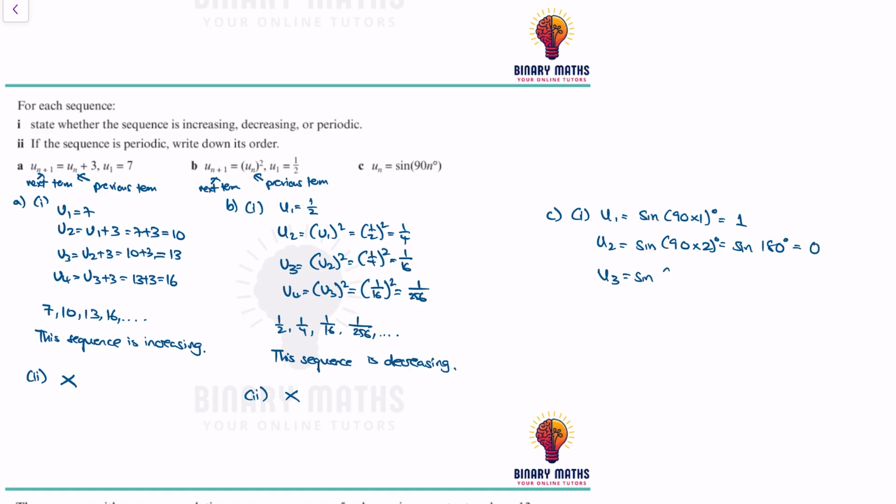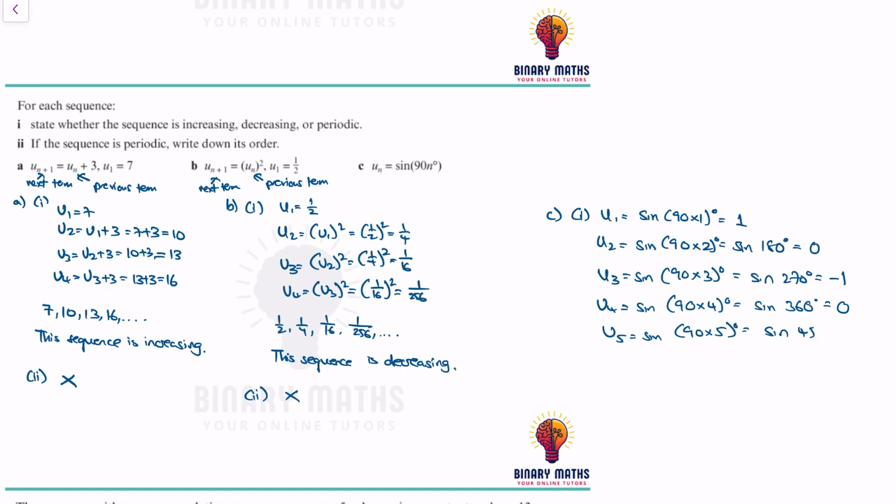U3 will be sine of 90 times 3 degrees, which is equal to sine of 270 degrees, which is equal to negative 1. U4 will be sine of 90 times 4 degrees, which is sine of 360 degrees, which is equal to 0. U5 will be equal to sine of 90 times 5 degrees, which is sine of 450 degrees, which is 1. So we're back to 1. That means the sequence will be 1, 0, minus 1, 0, 1.